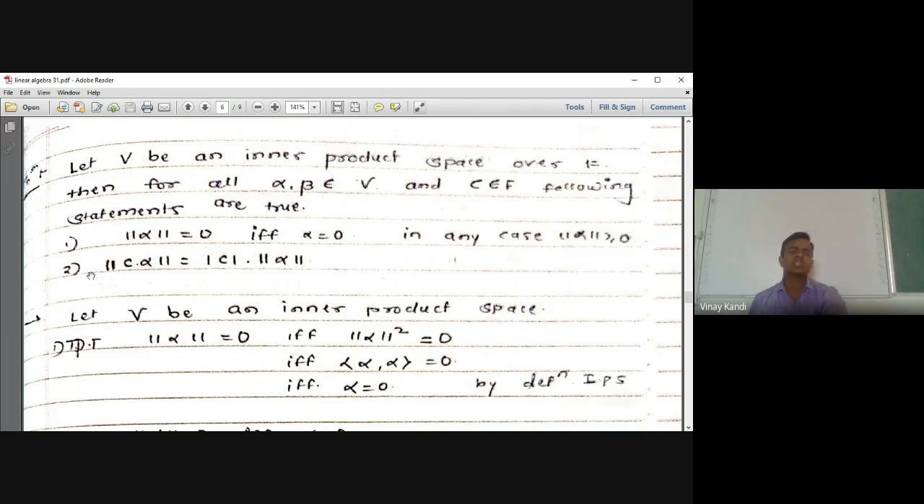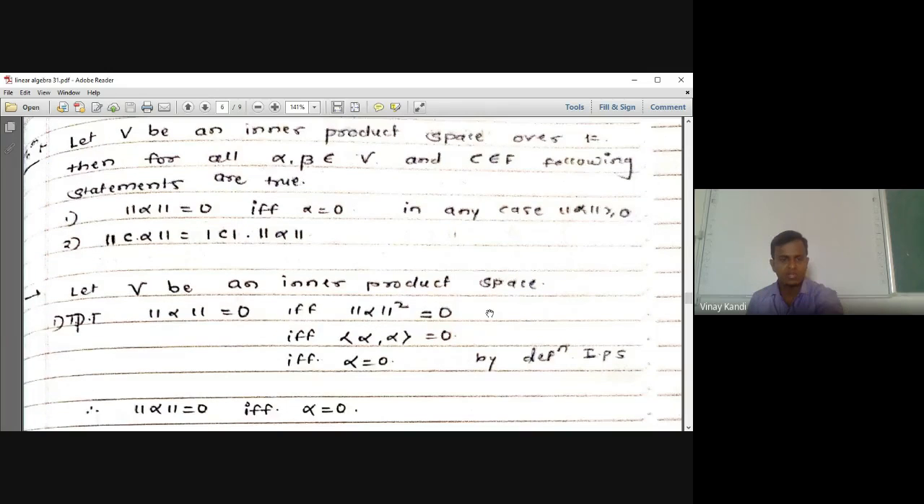So the second statement is: norm of c alpha is equal to mod of c into norm of alpha. Mod c is always positive. Now, to prove these statements, let V be an inner product space.